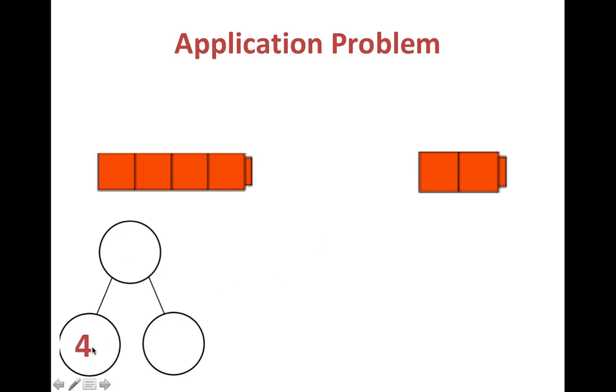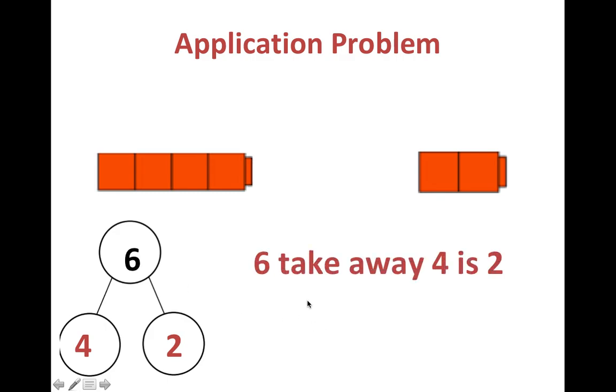So I put 4 because I have 4 fingers here, and I have 2 because I have 2 fingers here, and 4 and 2 put together makes 6. The way I would write it is 6 take away 4 is 2. Again, 6 take away 4 is 2.